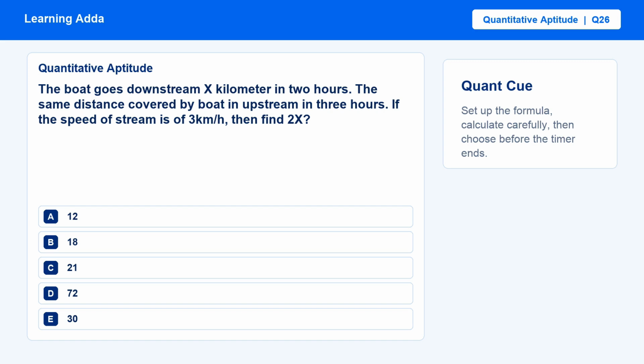Question 26. The boat goes downstream x kilometers in 2 hours. The same distance is covered by the boat upstream in 3 hours. If the speed of the stream is 3 kilometers per hour, then find 2x. Option A, 12. Option B, 18. Option C, 21. Option D, 72. Option E, 30. The timer starts now.